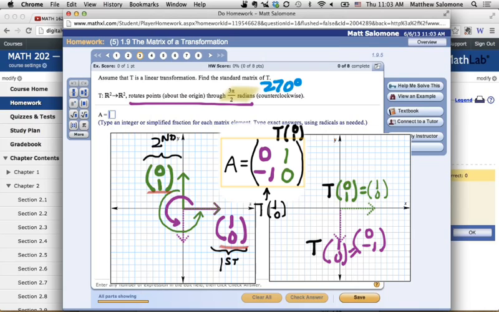So just take the standard basis vectors, transform them, and that's the fun part, because you have to read through the transformation and figure out exactly what it's doing. And then the transformed images of those standard basis vectors are the columns of the standard matrix.